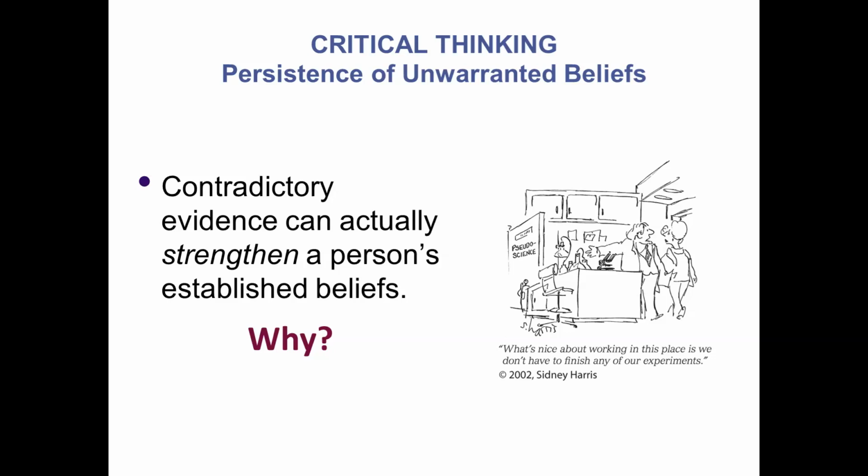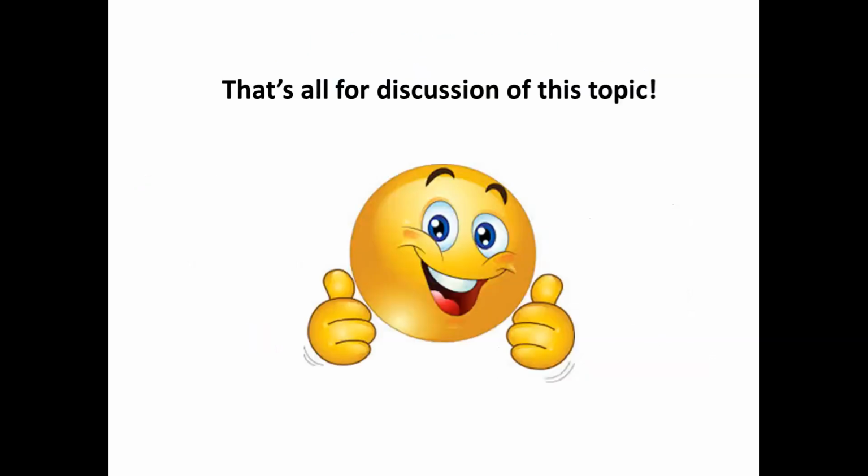So here's a question: when contradictory evidence can actually strengthen a person's established beliefs, why does that happen? Feel free to pause and think about this and come up with an answer, and be sure to research all the different heuristics and why that may happen. So that ends our discussion of the topic of thinking. Good luck, and we'll see you on the next discussion.